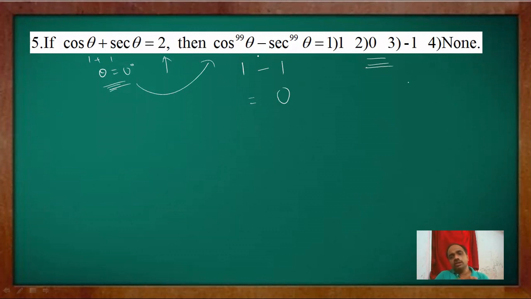Cos 0 is 1. Sec 0 is also 1. 1 plus 1 is 2. 1 to the power 99 is 1. Again, sec theta means that is also 1. So 1 minus 1 is nothing but 0. 0 is the answer.